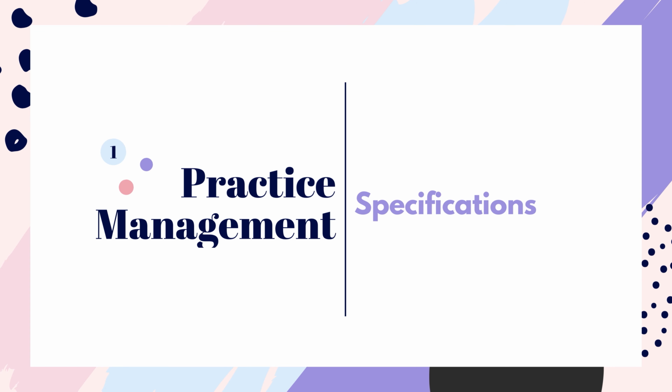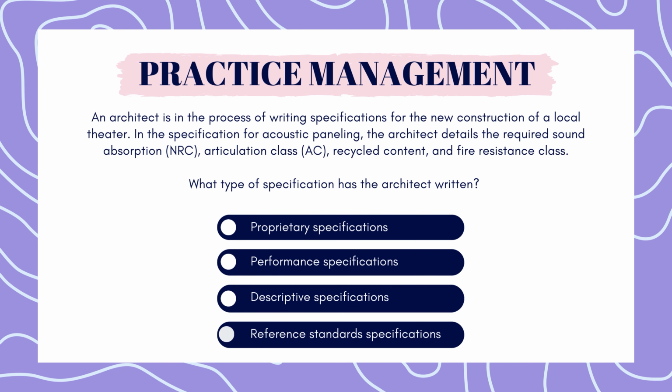An architect is in the process of writing specifications for the new construction of a local theater. In the specifications for acoustic paneling, the architect details the requested sound absorption (NRC), articulation class (AC), recycled content, and fire resistance class. What type of specification has the architect written? Proprietary specifications, performance specifications, descriptive specifications, or reference standard specifications? Feel free to pause here to answer.